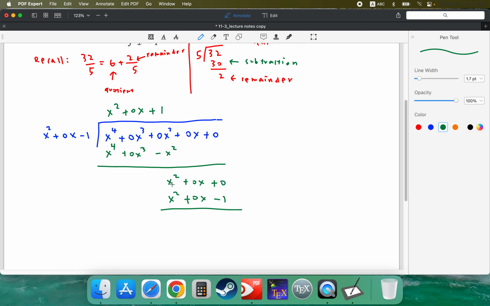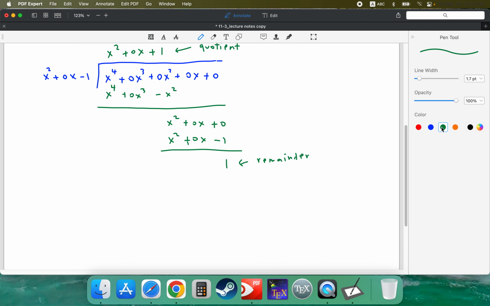Again, subtraction: x squared minus x squared, 0. 0x minus 0x, 0. 0 minus negative 1, this is positive 1. Okay, this is positive 1. And this is what we call the quotient. And this is what we call the remainder. Okay, so that means your x to the fourth over x squared minus 1 is the quotient.